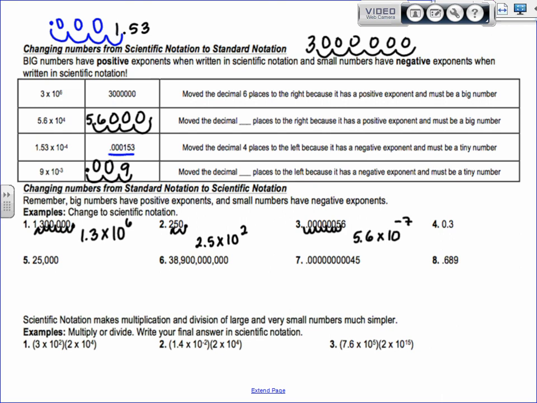All right, and the next one's a small number. Again, smaller than 1. So I'm going to move it over just one place to get 3. 3 is between 1 and 10. So it's 3 times 10 to the negative 1. Remember all of these? All right, you guys try the next 4. See if we get the same thing.